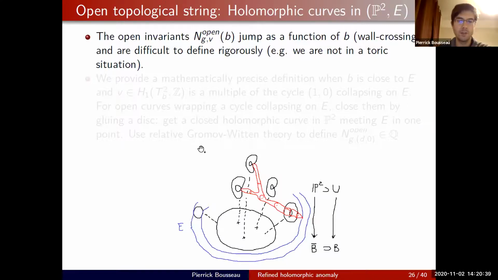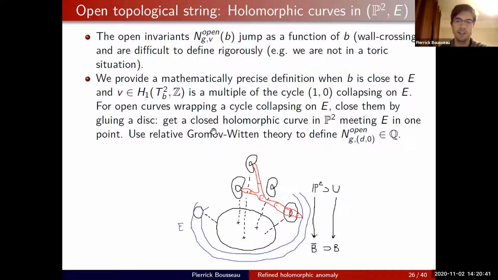Here, the way to get a mathematically precise definition is in the limit where b, the point in the base, is close to infinity. It's close to the boundary of this disk, which means that our T2 fiber is close to this elliptic curve E, which compactifies our geometry U into P2. So we look at a limit where our T2 fiber is close to the elliptic curve which compactifies the geometry.